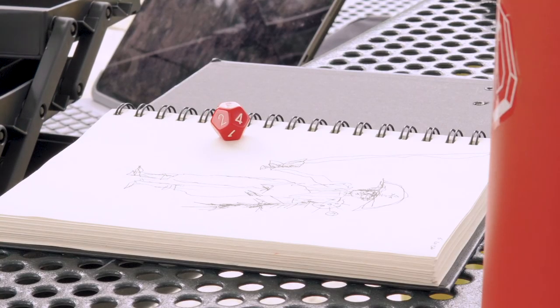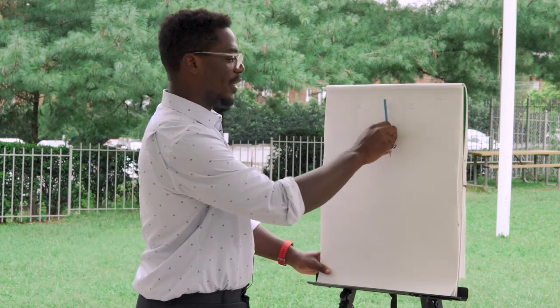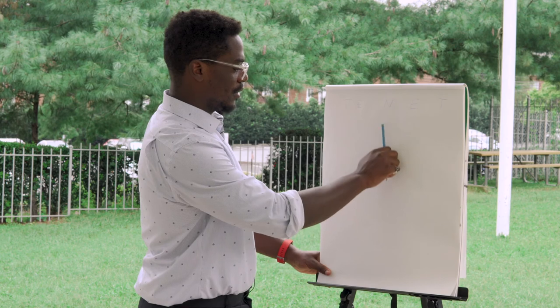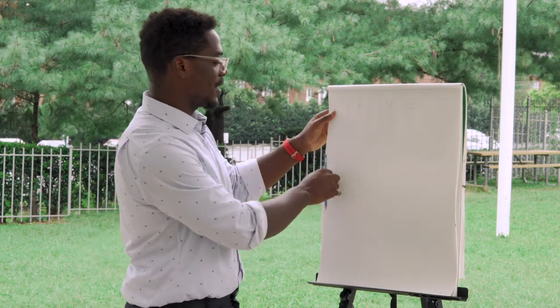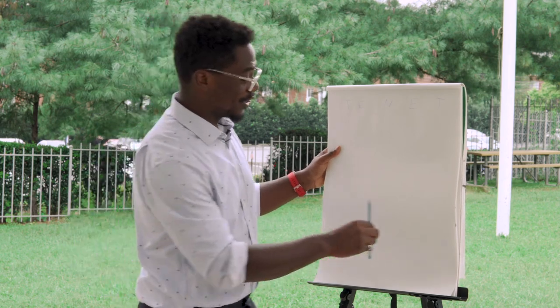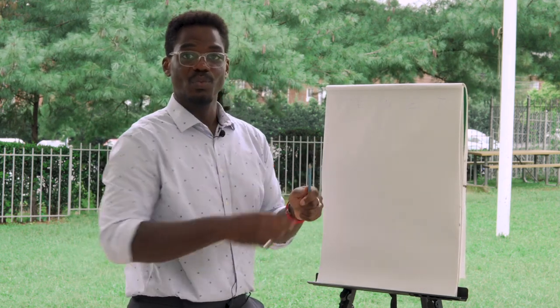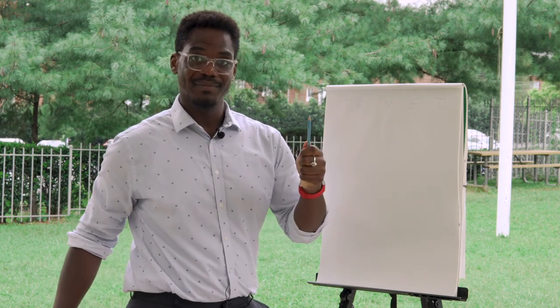All right, if the number you rolled is even, you're gonna start on the left side of your drawing. We're drawing ourselves, and we're gonna be drawing top down. If you rolled odd, you're drawing yourself upside down with your non-dominant hand. So it's gonna be completely opposite.